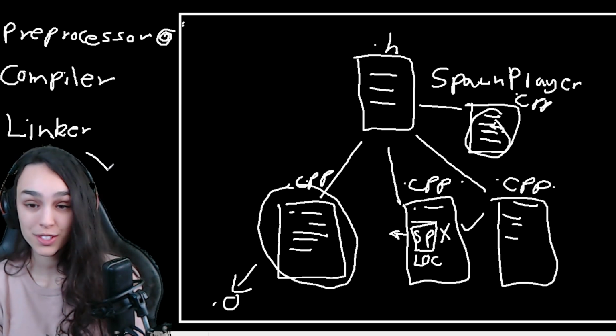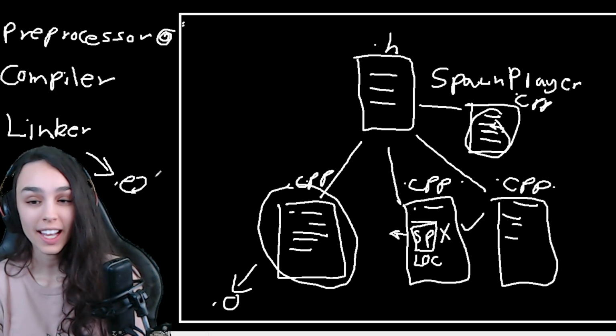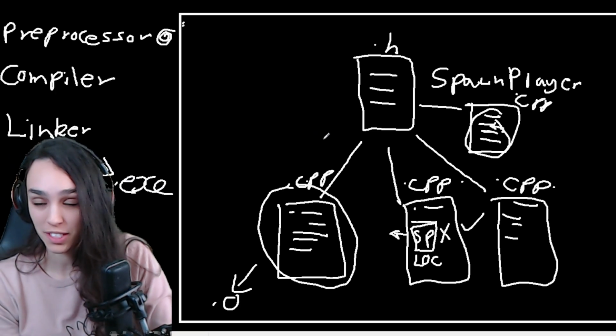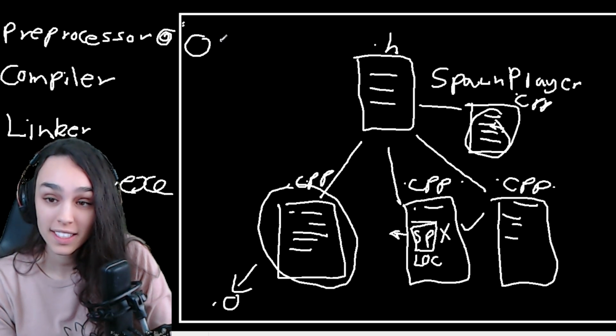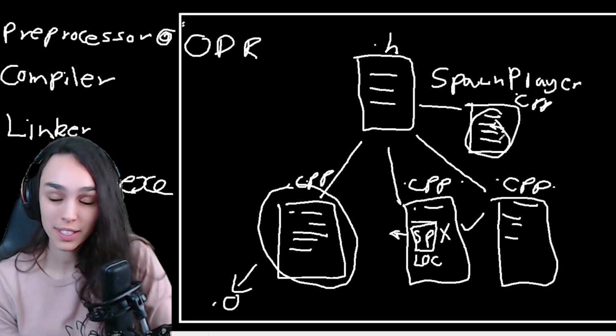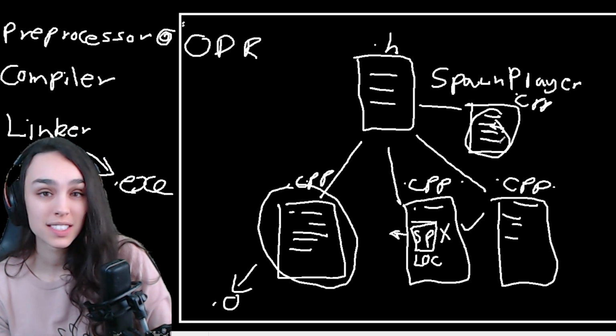And then the linker is going to convert all of these files into one executable that you can run on your computer. Now, there's one more important concept I want to explain to you. It's called the one definition rule. And what that means is this definition code here for how the spawn player is actually implemented must be included only once in your whole program.